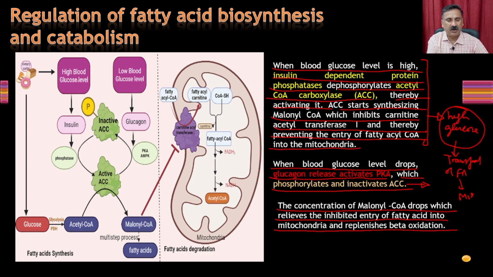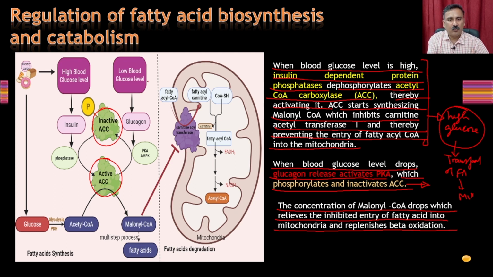So this is all about the condition when you have high glucose versus low glucose. When you have a high blood glucose, it is going to induce the insulin dependent phosphatase activity, and that is going to convert inactive ACC into active ACC, and as a result of this, it is going to inhibit the fatty acid transport into the mitochondria, and that's how it is going to block the beta oxidation.